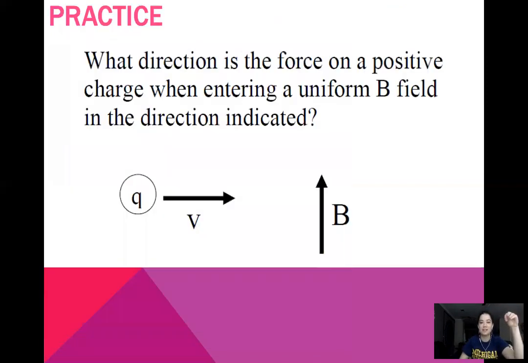All right, so we have this practice problem. We want to determine the direction of the force on this positive charge when entering a uniform B field in the direction indicated. Okay, so I see that B is straight up and the velocity is to the right. So let me turn my body here. My velocity is to the right, so I've got my fingers going to the right, but then my magnetic field is up, so I need to curve my fingers up. When you do that, what direction does your thumb point? Mine would point straight out of the page, okay?